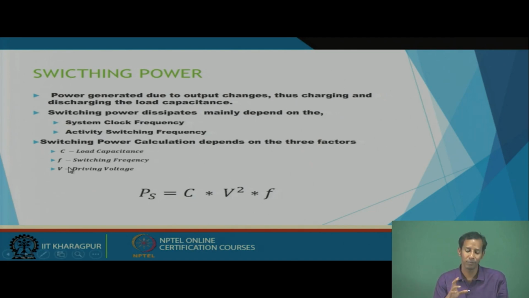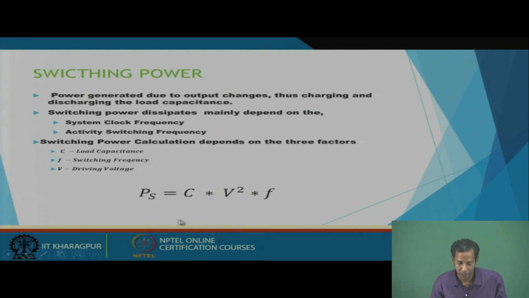Whenever your system clock frequency is higher, that means you are sampling the data, you are working with your data at a very higher rate. So, at that time your power consumption will be more. If your system clock frequency is slower, then the corresponding energy consumption will be lower.